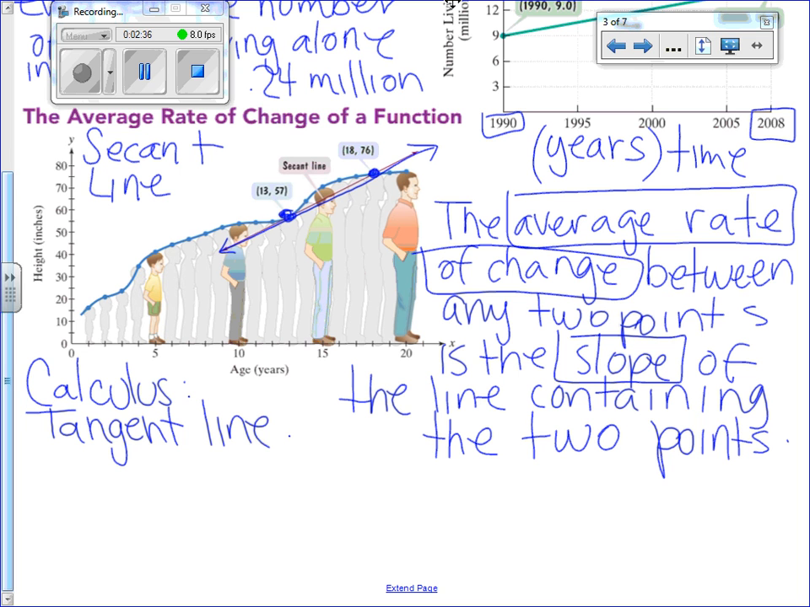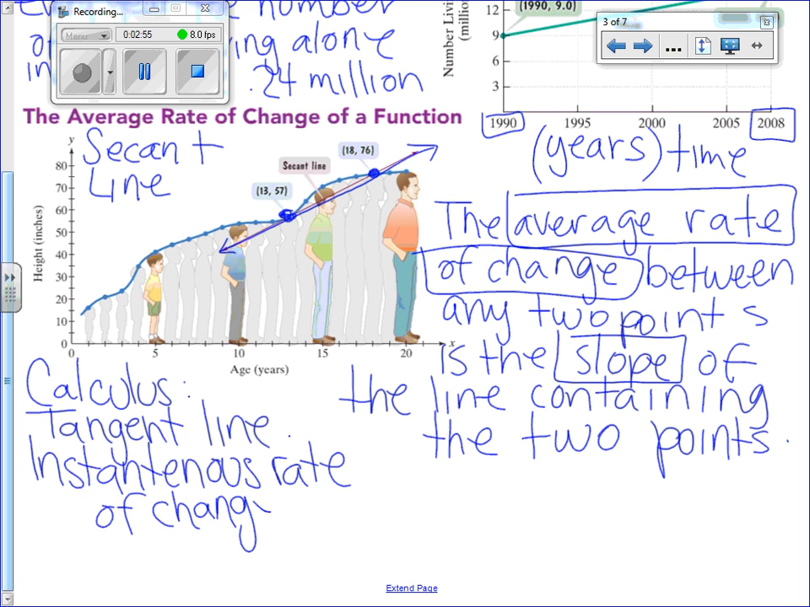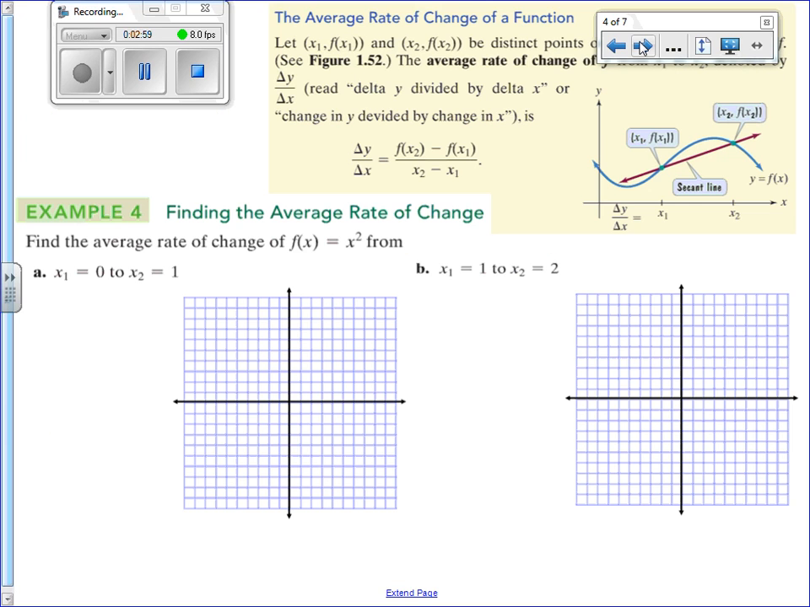The difference between those two is that the secant line calculates the average rate of change, and the tangent line will tell you the instantaneous rate of change. So that's just something good to know for the future. Let's go to the next slide.